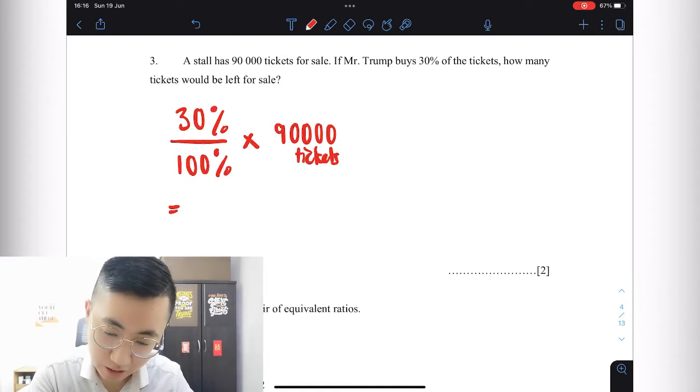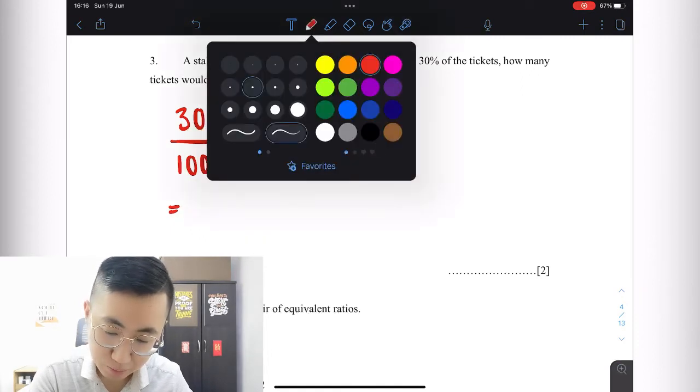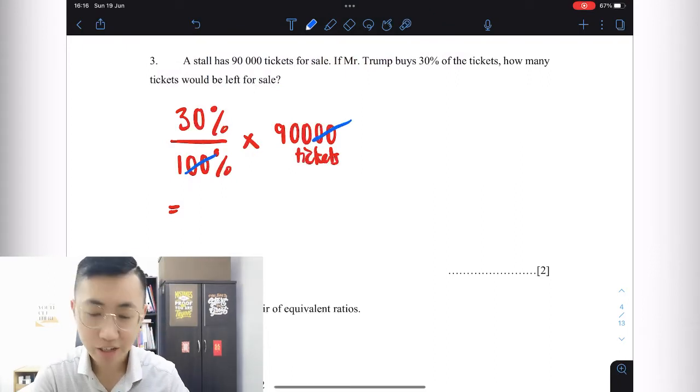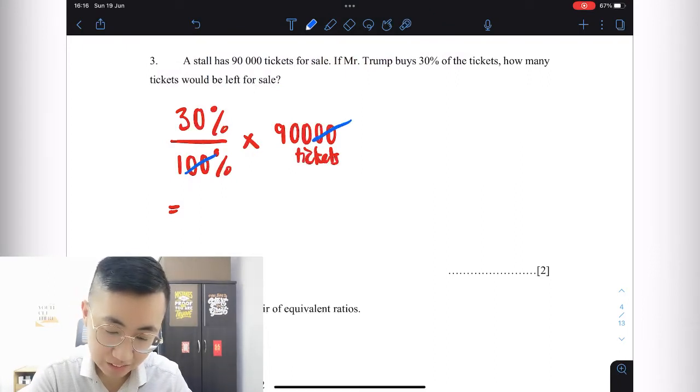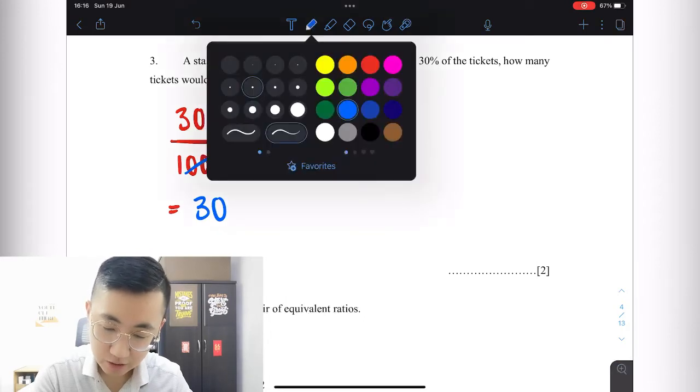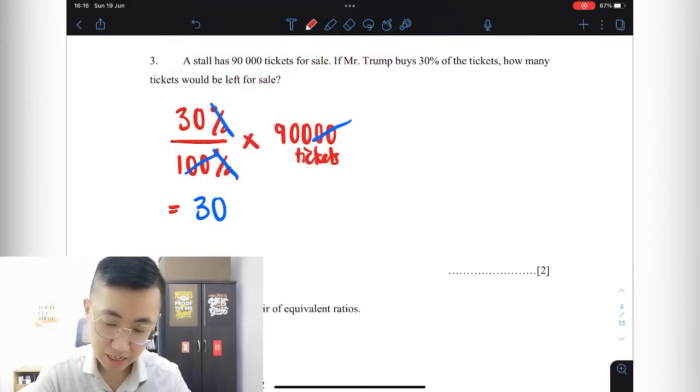Trump. Alright, so make the life simple by cutting 2 zeros away, and then you cut 2 zeros away. Okay, so did you notice that 30 over 1 is 30? So let's write here is actually 30. Percent and percent actually cancelling off the units already. Okay, so multiply with 900.